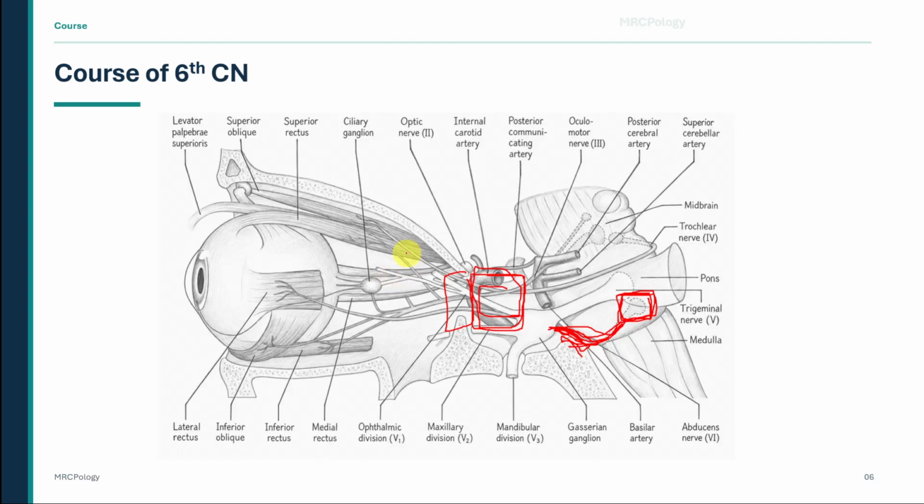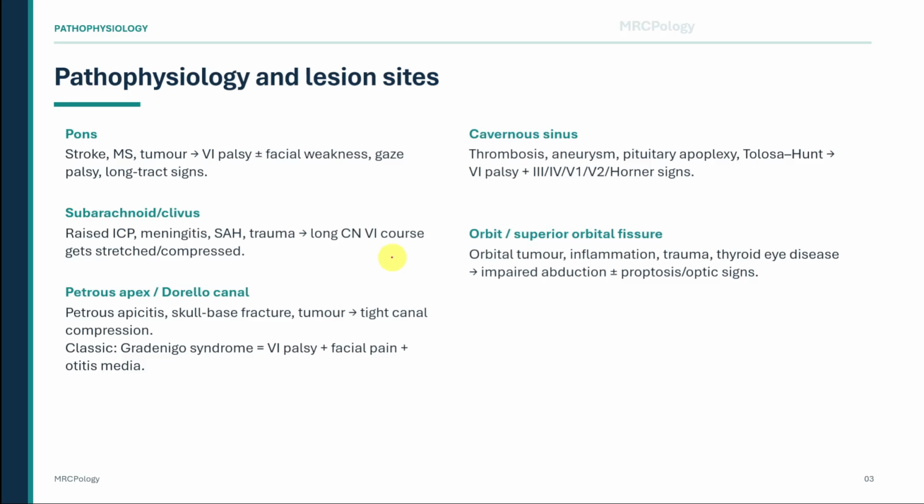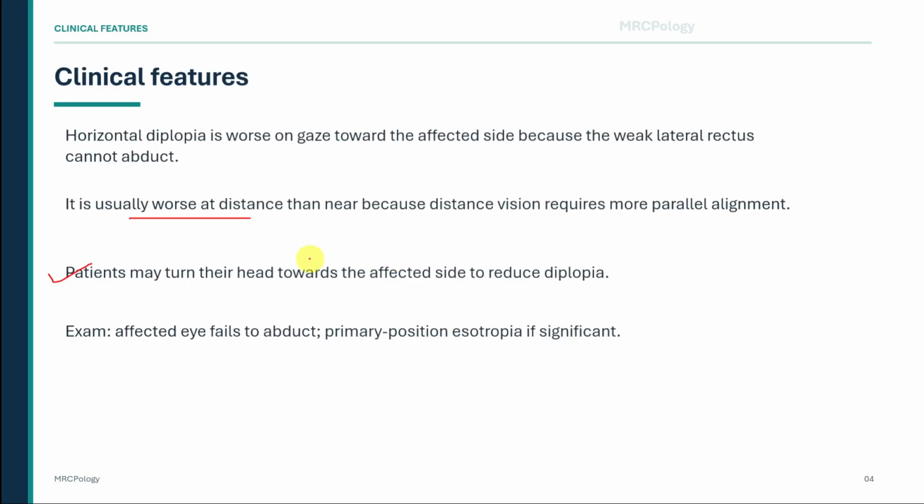Clinically, the examination finding is failure of abduction of the affected eye. In primary gaze, there may be esotropia if the palsy is significant. The patient reports horizontal diplopia, worse on gaze towards the affected side, and usually worse at distance. Do not confuse this with third nerve palsy, where there may be ptosis, a down and out eye, and possibly pupil involvement. Do not confuse it with fourth nerve palsy, where vertical diplopia and difficulty going downstairs are more typical.